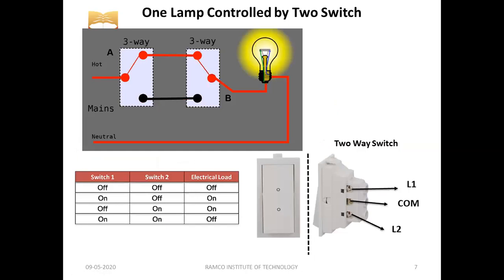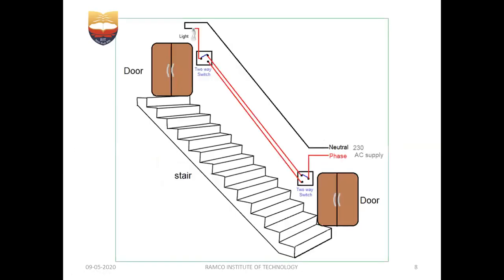So there are some cases. If you take our staircase, we have one lamp at the top of the staircase. See here, one compact fluorescent lamp, CFL lamp, it is here, right? We need to operate this lamp either from the top of the staircase or from the bottom of the staircase, right? So we should control that lamp either at the bottom side or at the top side. So for that we need to do some wiring.